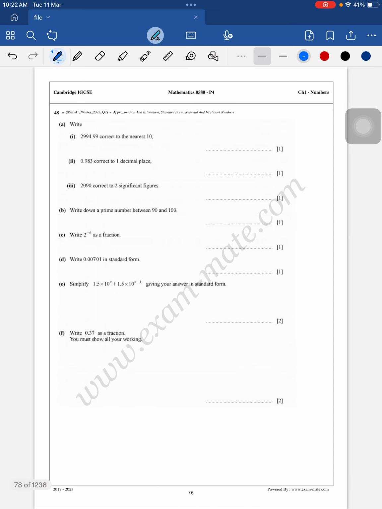Okay. Question number 48. Write 2994.99 correct to the nearest 10. Nearest 10 means the units digit. The next digit is 4, so there will be no increment. 2990. Second, 0.983 correct to 1 decimal place. The first decimal place is 9, and the next is 8, so 1.0.